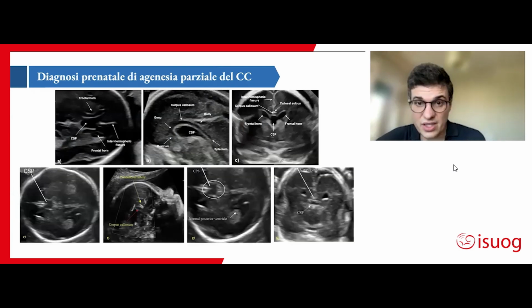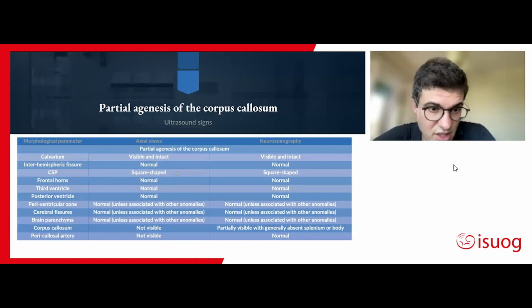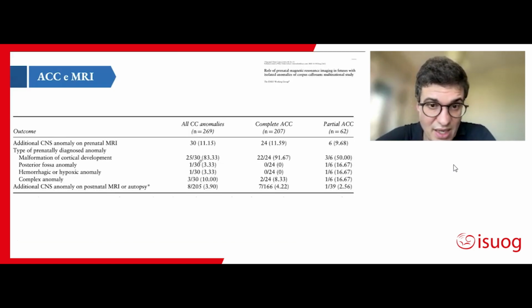So just to resume, the imaging sign of partial agenesis of the corpus callosum, of course, is different compared to what we can see in the complete agenesis. The only sign in the axial view of the fetal brain may be the square-shaped cavum septi pellucidi compared to the rectangular shape of normal cases. Of course, in cases with absence of the corpus callosum, the cavum septi pellucidi is not visible.